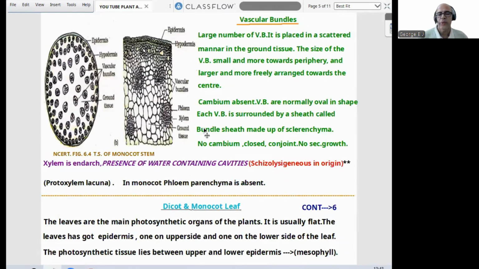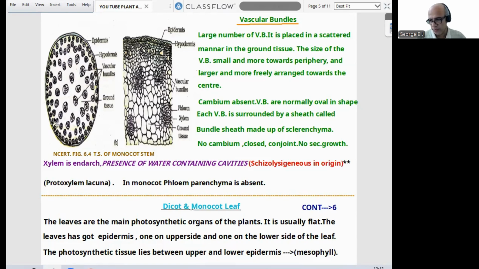Next is, as usual, vascular bundles. Diagram very clear. Large number of vascular bundles. Here you can find it. It is placed in a scattered manner in the ground tissue. Size of the vascular bundles small and more towards the periphery. It is a popular question.